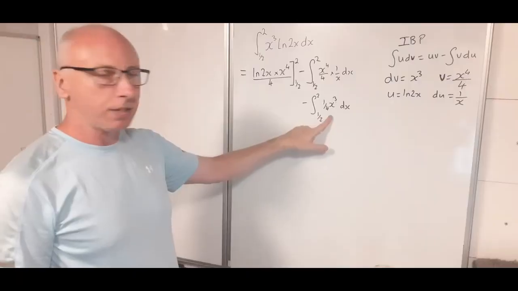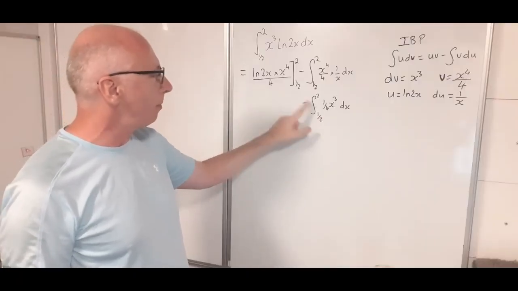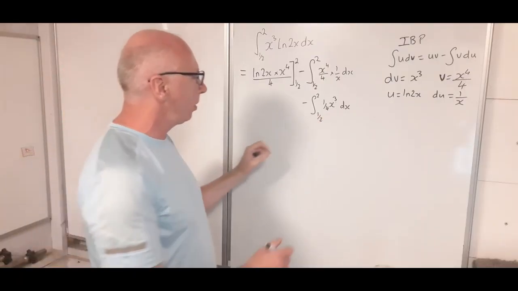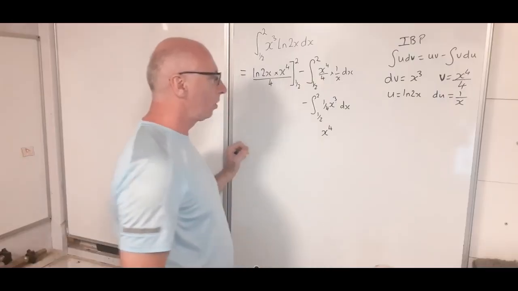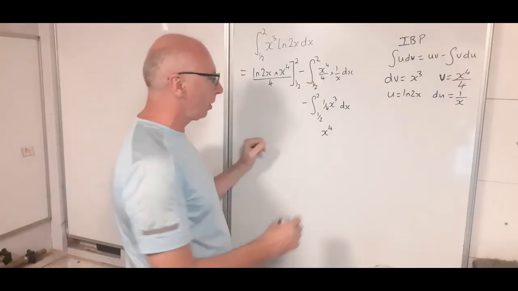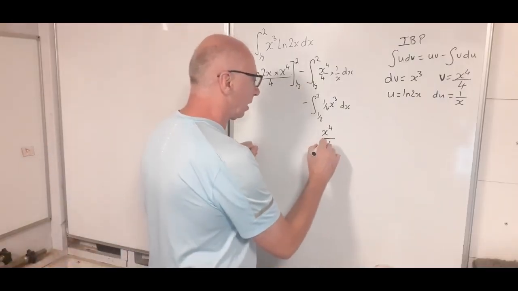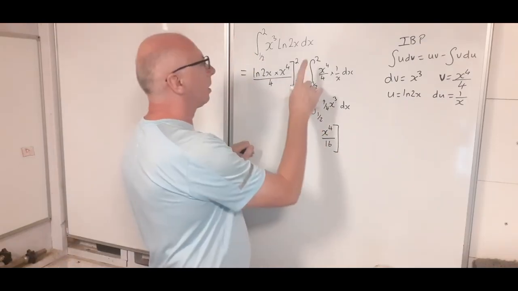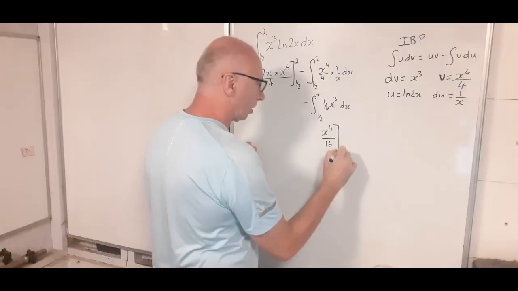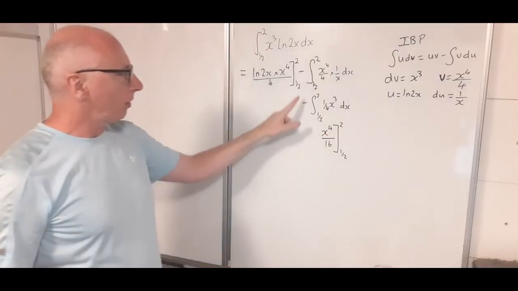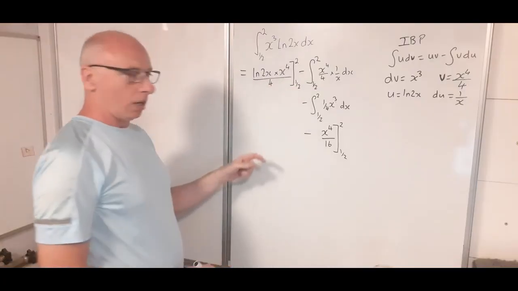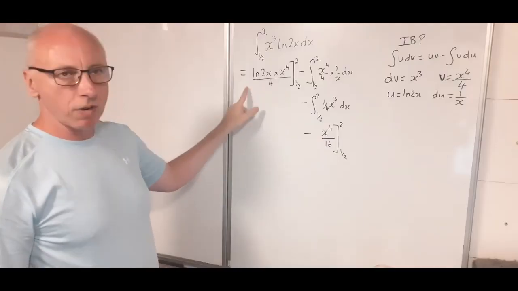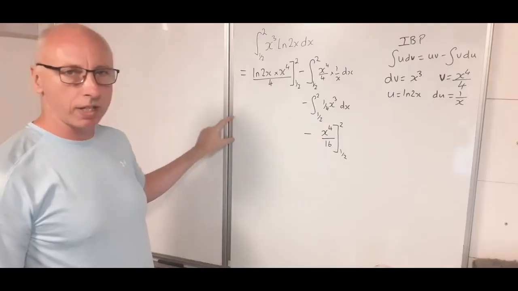Okay, so let's do the integration on this and set it up like that one. So raise the power by 1, divide by the new power. So I've got x to the 4, divide by 4, so I'm going to divide that by 16. And that's calculated from a half to 2. And I've got a minus sign in front of it. So now I can bring this one down. While I've got this one written out, I'm just going to calculate what it is and write it in here.